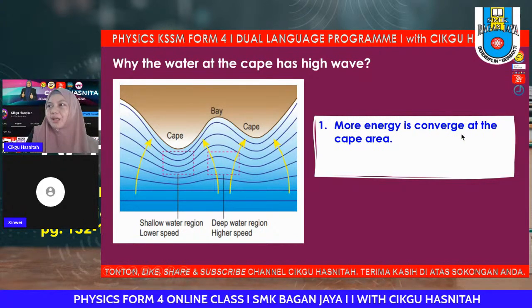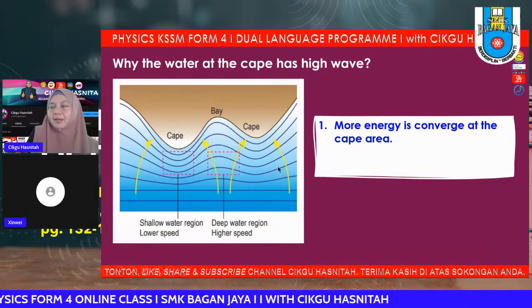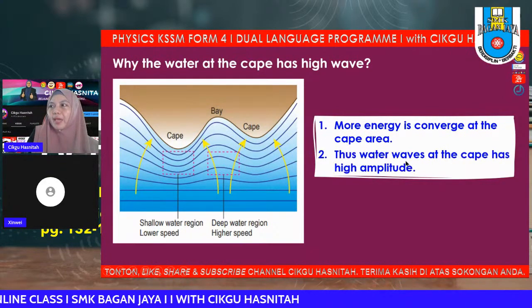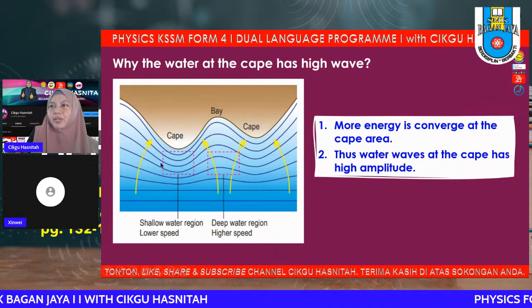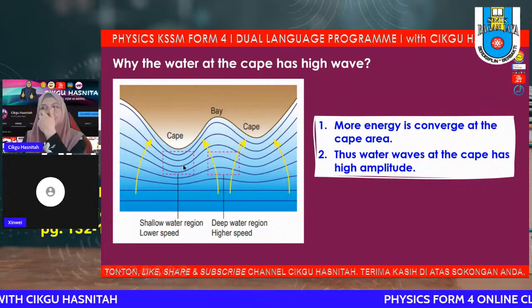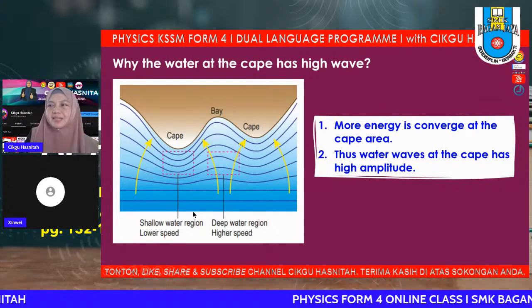More energy converges at the cape area, so the wave has a high amplitude. So the water is faster and stronger. So it is dangerous if you swim there.